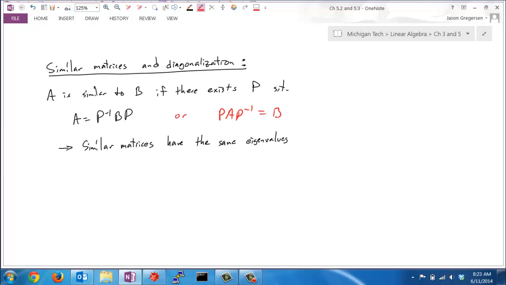And we have to be kind of careful here. It says similar matrices have the same eigenvalues. But that doesn't actually work in reverse. We could have plenty of matrices that have the same eigenvalues that are not similar. We can't find that other matrix. But it just says similar matrices have the same eigenvalues.